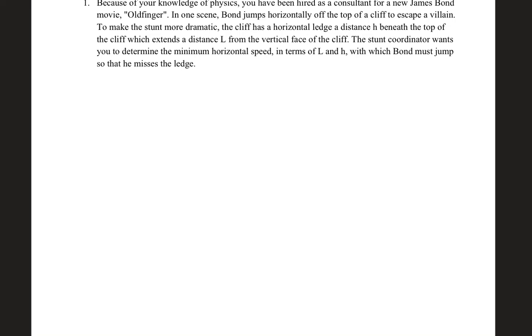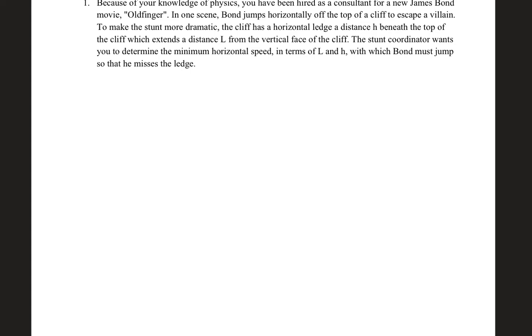So this scenario is an old finger instead of Goldfinger, so old man with a bent finger. James Bond jumps off a cliff to escape a villain. To make it more dramatic, the cliff has a ledge, a distance h beneath the top of that cliff, which extends some distance L from the vertical face. The stunt coordinator wants you to determine the minimum speed, in terms of the height of that cliff and the length of the ledge beneath where that jump is, so that he just misses it.